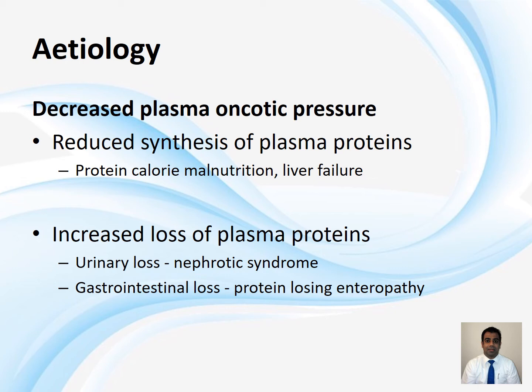Proteins can also be lost from the gastrointestinal tract. This condition is called protein losing enteropathy. So again, when the GI tract is losing proteins, plasma oncotic pressure is reduced and you get edema.